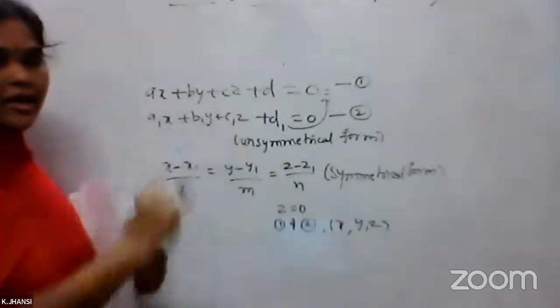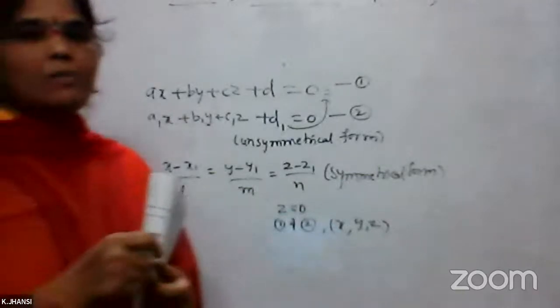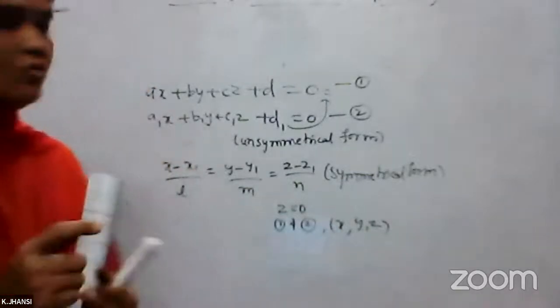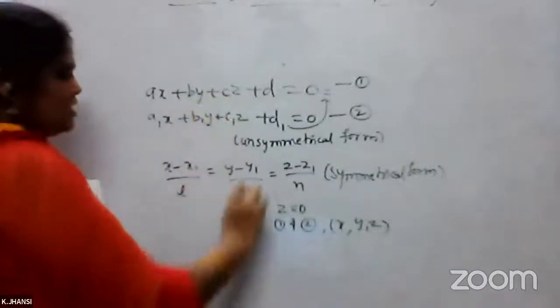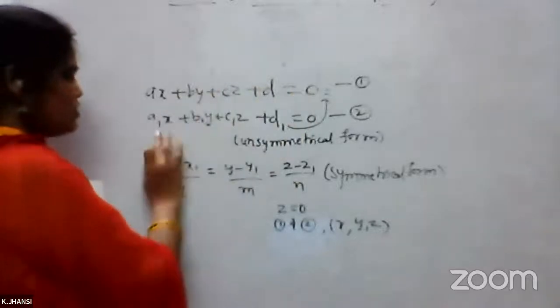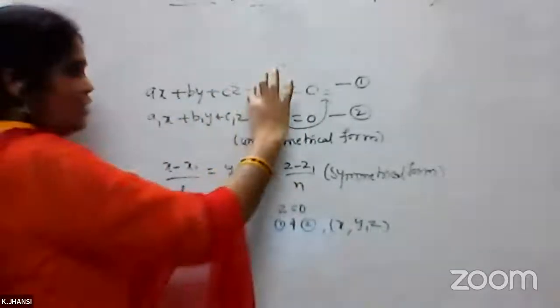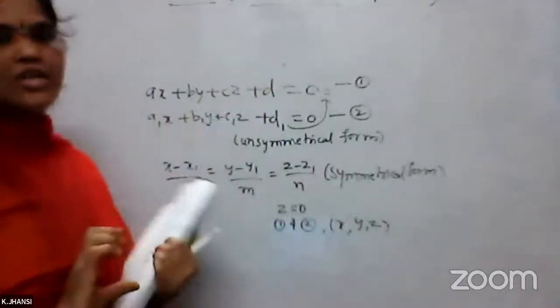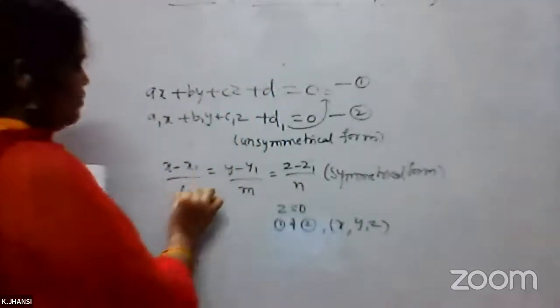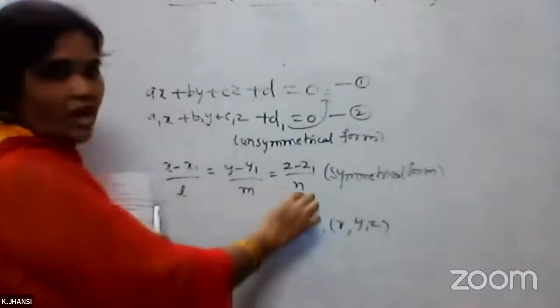That is the perpendicular condition, no? You will have a2L plus b2M plus c2N equals 0. Okay. So you convert both into aL plus bM plus cN equals 0 form. When you apply the cross multiplication method, you will get the L, M, N values.